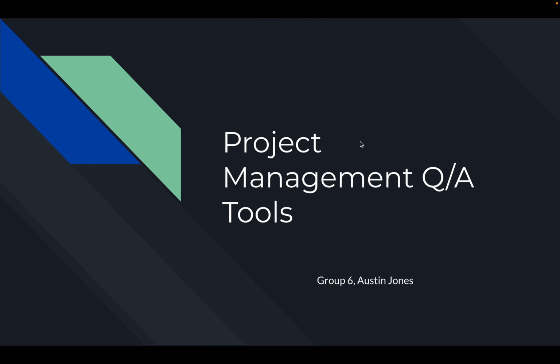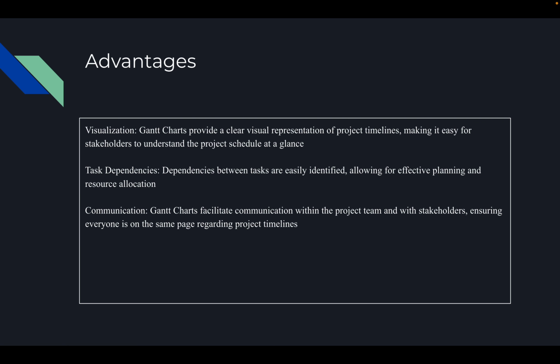So I'm in group 6. This is Austin Jones. I'm going to be going over project management for the quality assurance tools. One of my group members already did a presentation, but I didn't do it with them because we didn't coordinate as well. But I'm going to do my own. Anywho, we're going to go over the advantages.